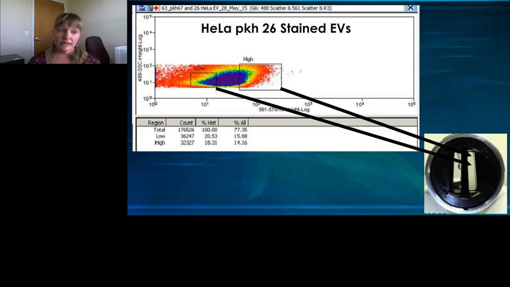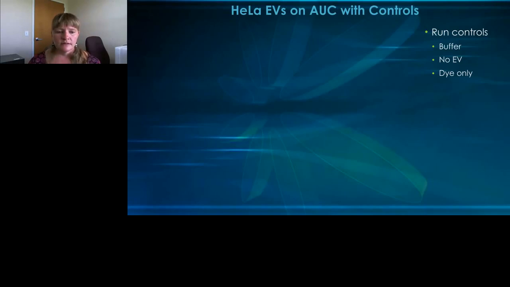We also ran some controls. As we discussed in the flow cytometry section, controls are incredibly important because these particles can be confused with all other types of particles. So we run controls such as buffer only, no EVs, and dye only. I ran several different controls to eliminate non-specific noise or aggregates. Some of the controls you can see here, I didn't put all of them up.